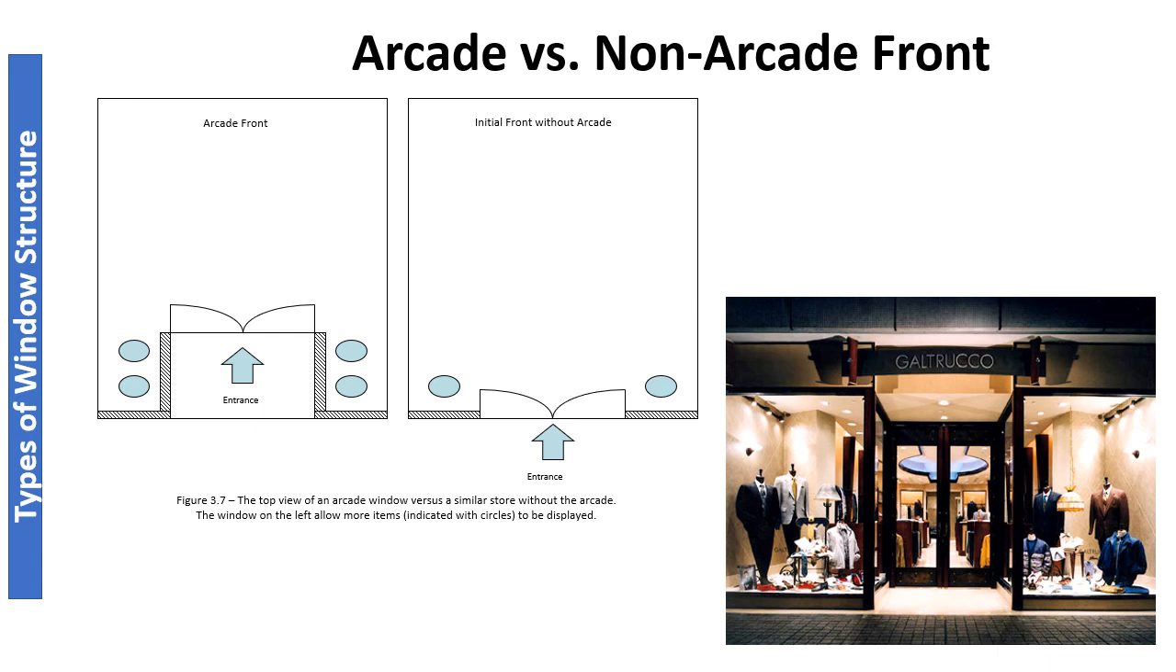Here is a diagram showing the difference between an arcade window and non-arcade front. The window on the left allows more items, indicated with circles, to be displayed. Hence, arcade windows are often the predetermined spaces with an area either side of a door that turns into a concave panel as customers reach the middle of your window.